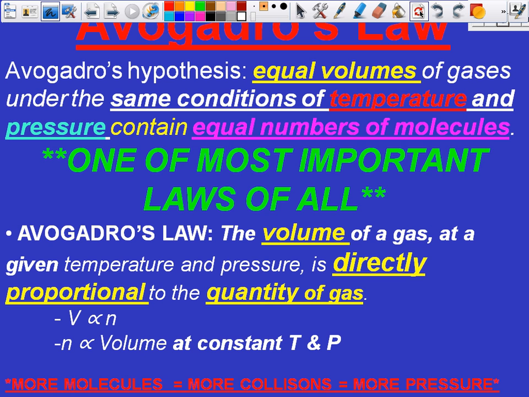All right, so what does that mean for us? What that means is the volume of a gas at a given temperature and pressure is directly related to the quantity of gas. So the volume and the quantity are directly related. The more molecules we have, the more collisions we have, the more pressure we have. That's essentially what we're getting into.